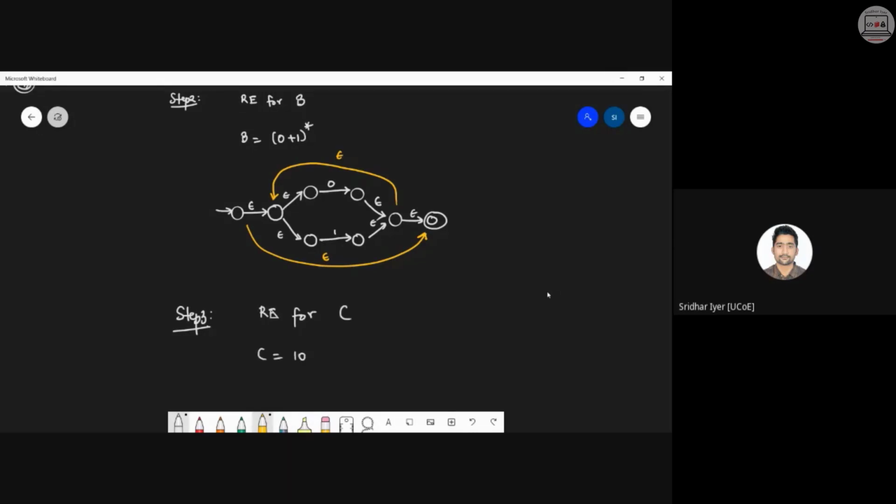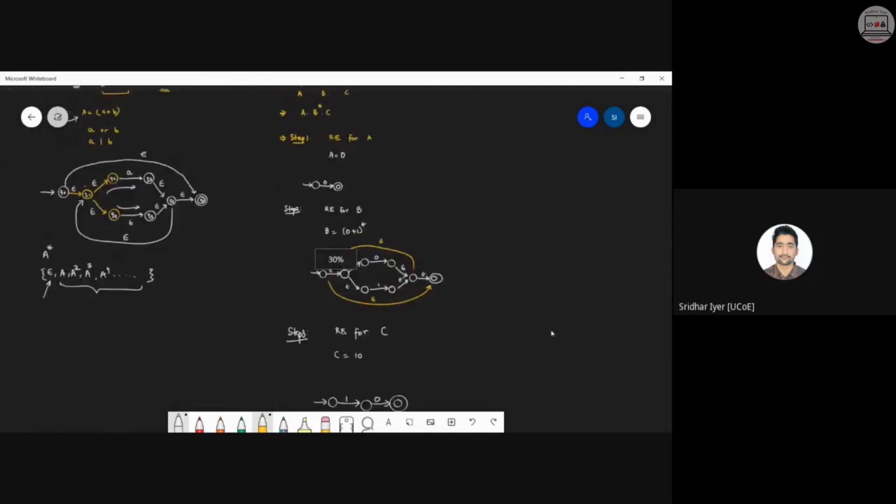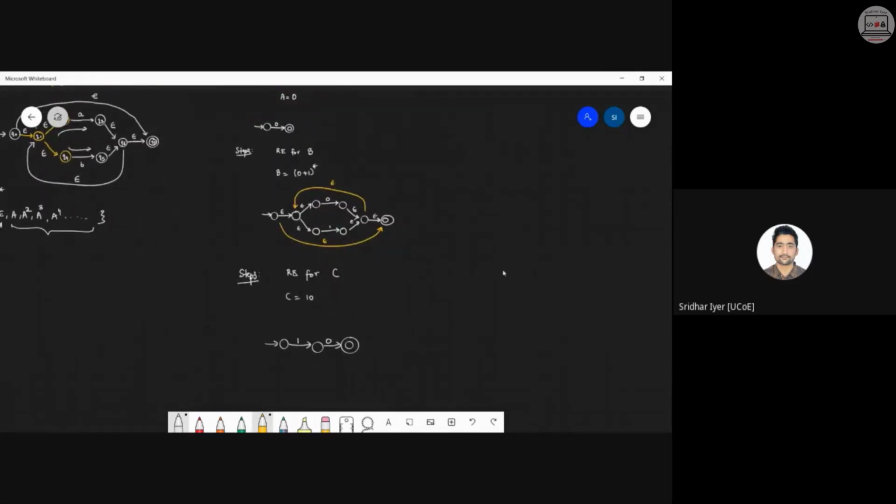C is equal to 10. So draw it again. It is 1 followed by 0. That is your final state. Okay. So now we have got these three diagrams and we need to add them according to the question.